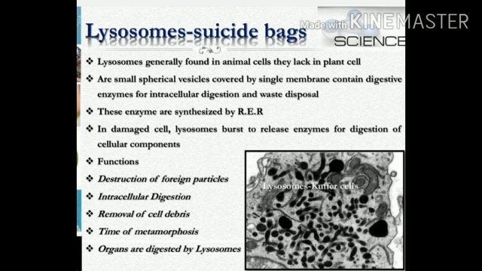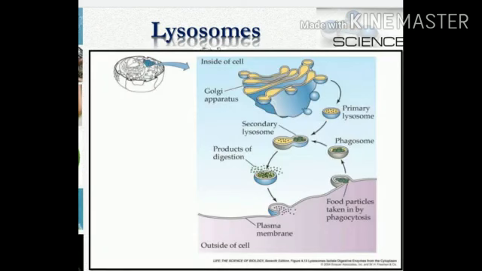Mainly its digestive enzymes help in the digestion of food, or if by chance a foreign antigen enters inside the cell, it helps in killing that antigen by means of these digestive enzymes. Okay, now you are going to look at a diagram. Now this is a diagram of lysosomes. You can see lysosomes, products of digestion, they help in the digestive process. Mainly digestion occurs by a process known as phagocytosis.